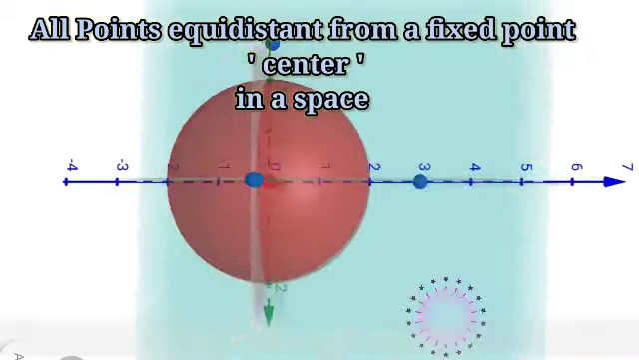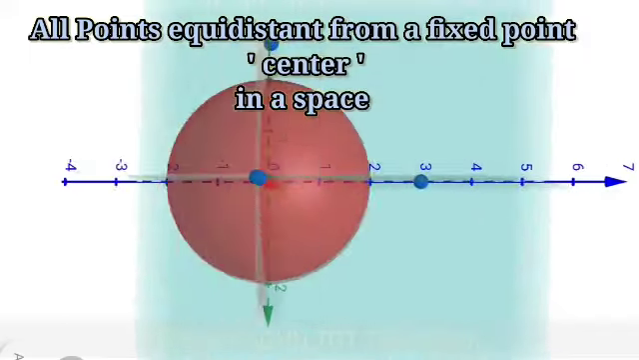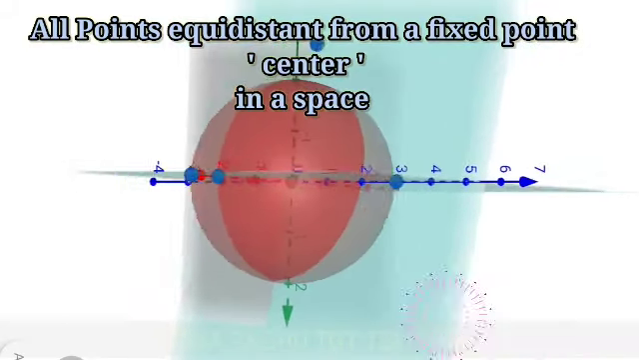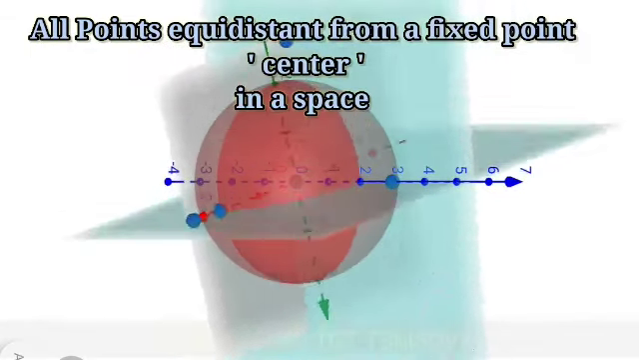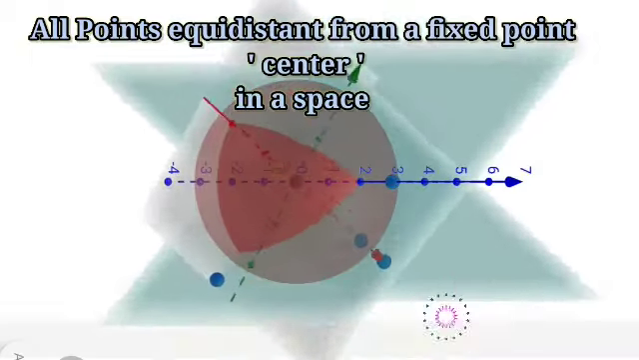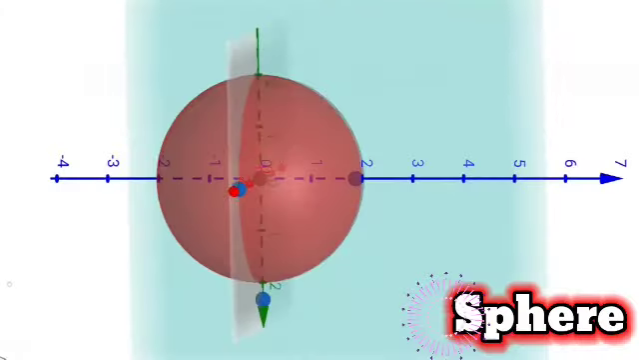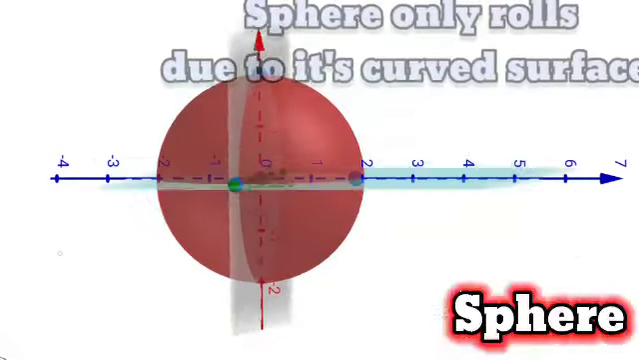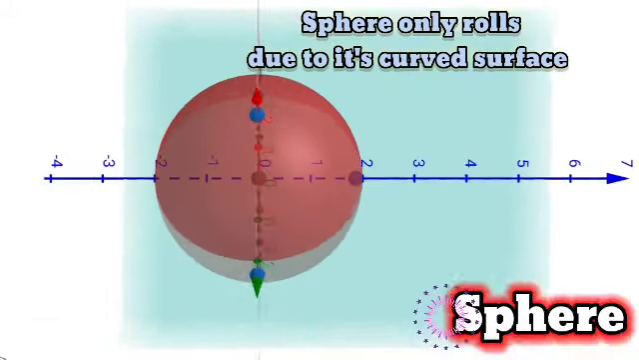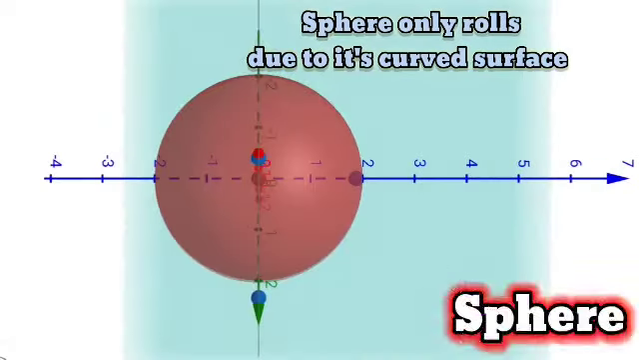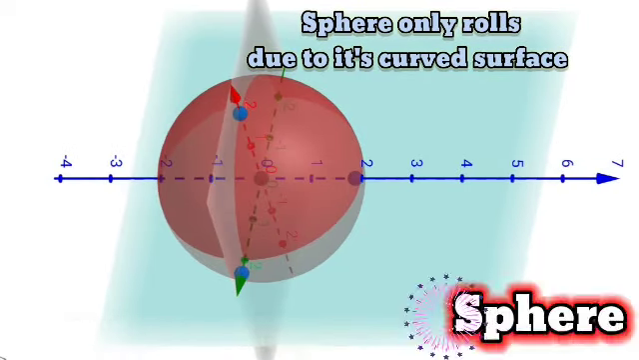If you draw any line through the center of a sphere, it forms the axis of the sphere, over which it rolls. Since it has only a curved surface, it rolls over the plane. A sphere only rolls due to its curved surface.